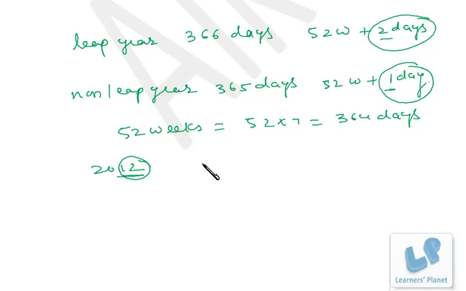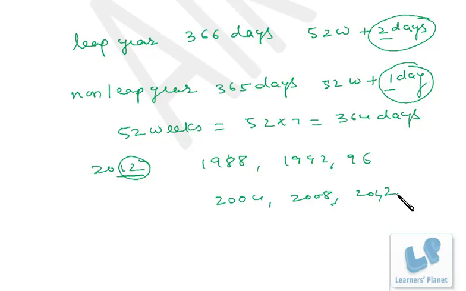I'll give you some examples. 1988 was a leap year, 1992, 96, 2004, 2008, 2012, 2016, all of them are leap years, right? In all these cases, we have to see the last 2 digits only. These should be multiples of 4. If they are multiples of 4, the year will be a leap year. Now nothing new I am telling you here. It's the thing that you have been learning since your childhood, maybe in grade 2 or grade 3.